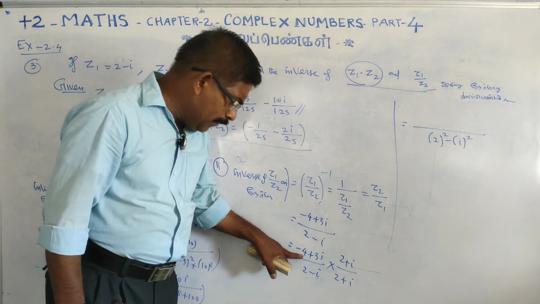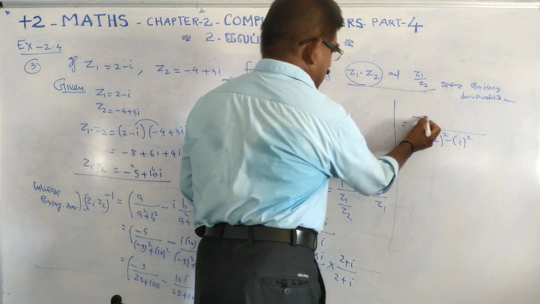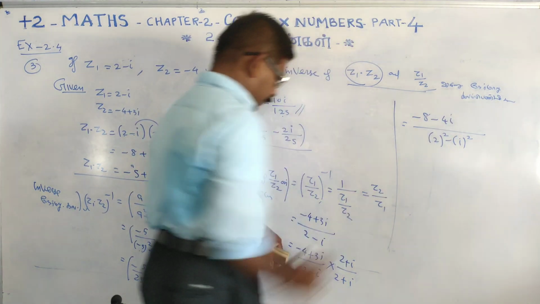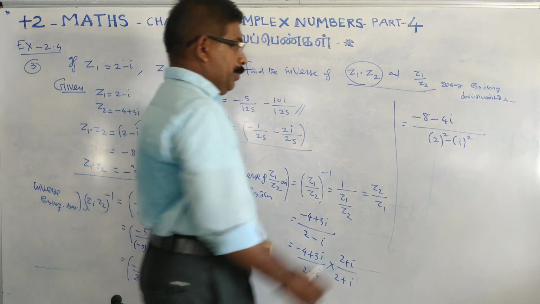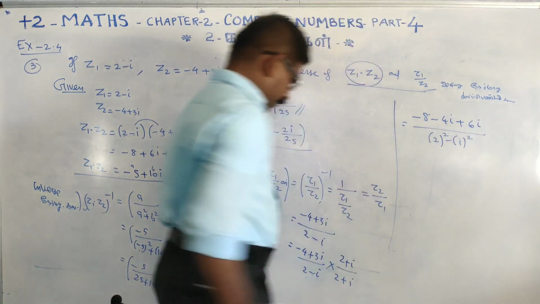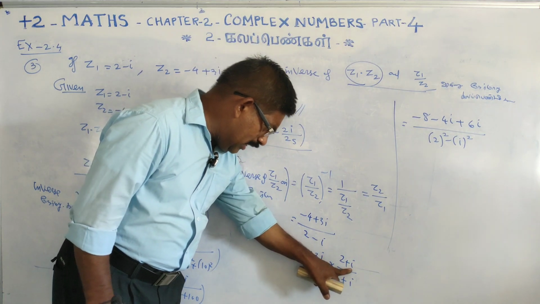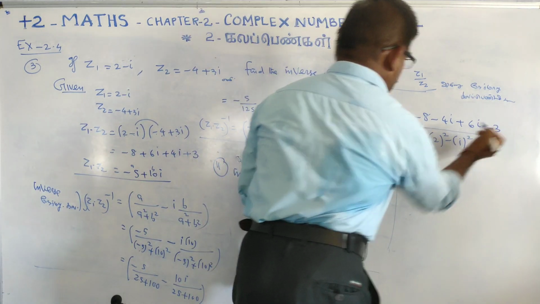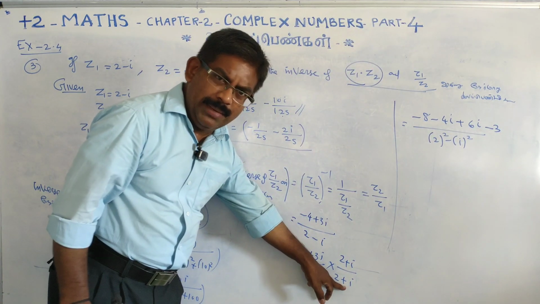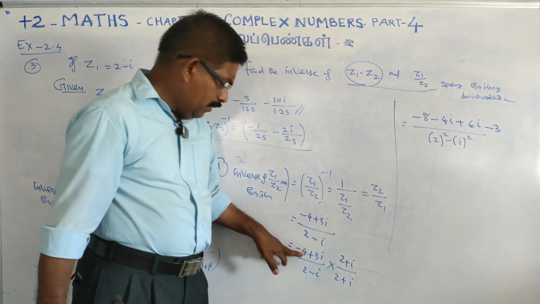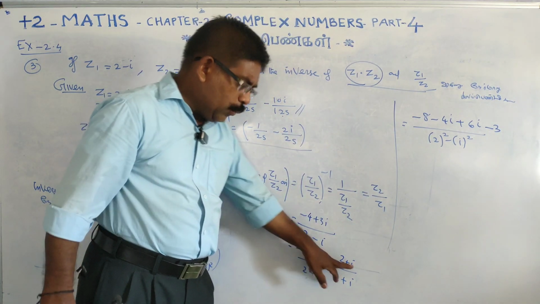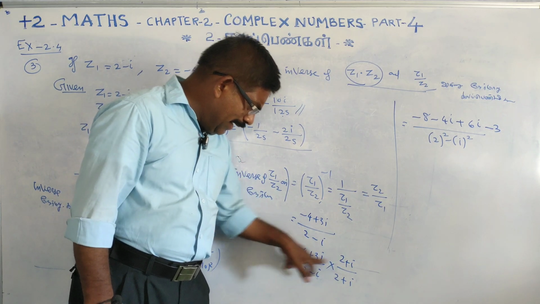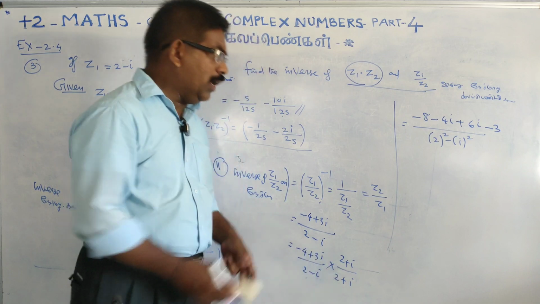Multiply the numerator. Minus 4 into 2 is minus 8. Minus 4 into i is minus 4i. 3i into 2 is 6i. 3i into i is 3 i square, which means minus 1 into 3, minus 3. A minus b into a plus b means a square minus b square.